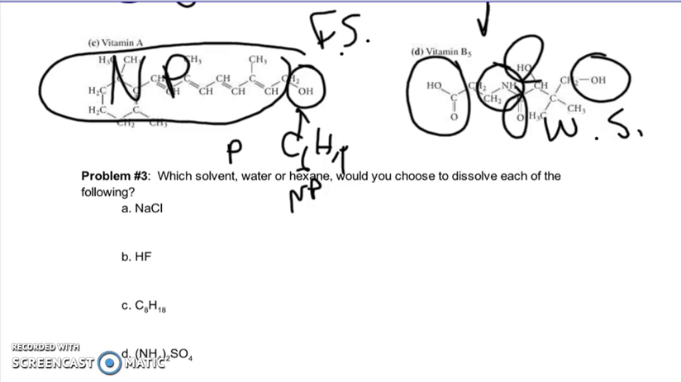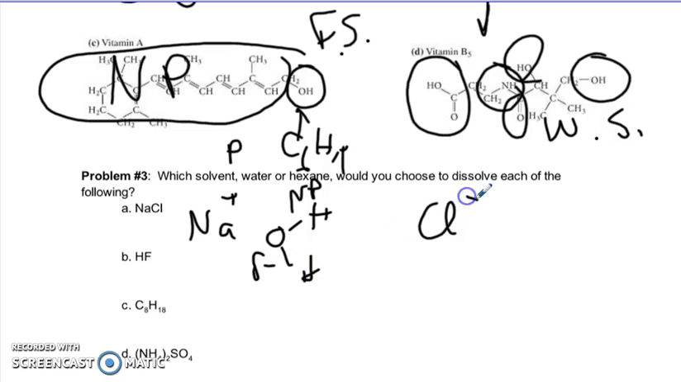NaCl is ionic, so it'd be a polar solvent. Ionic is the extreme case of polar. You have full charges for the partially charged water to be attracted to. So in that case, keep in mind, here's my sodium, and the oxygen end of my water will be highly attracted to that. And here's my chlorine, and the hydrogen end will be attracted to this.